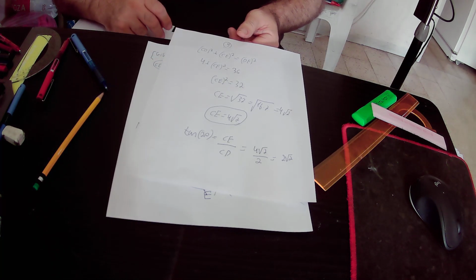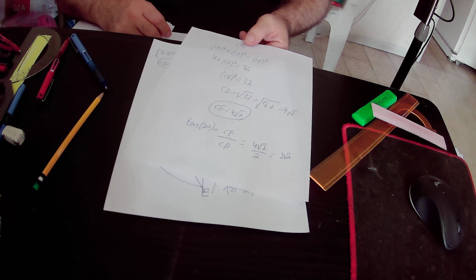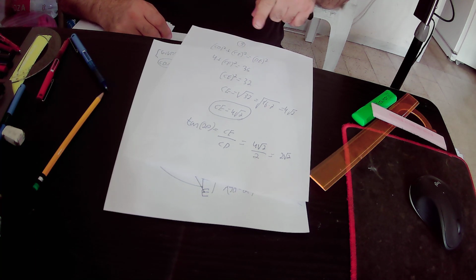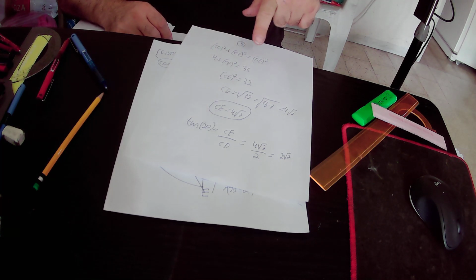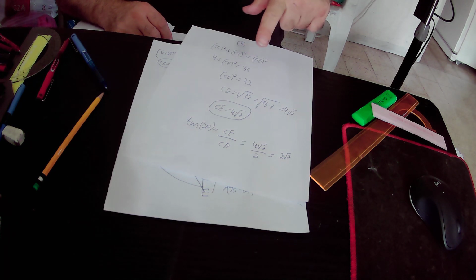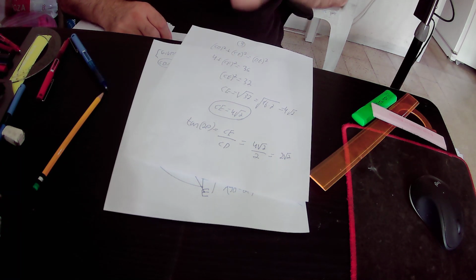So actually, here we have 4 plus CE square equals 36. We subtracted 4 from this equality, and we found out that CE equals 4 times root 2.